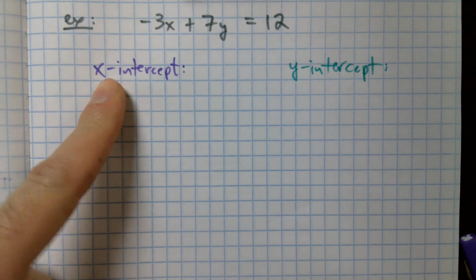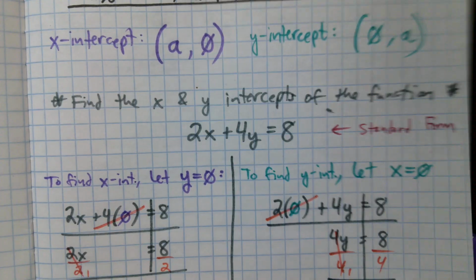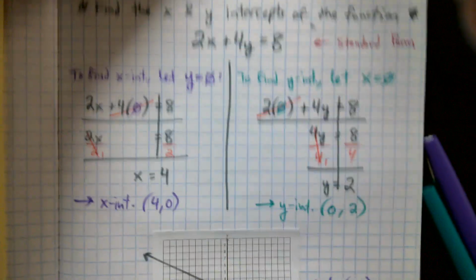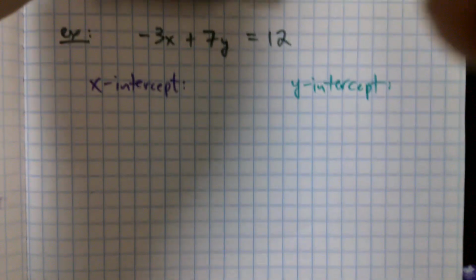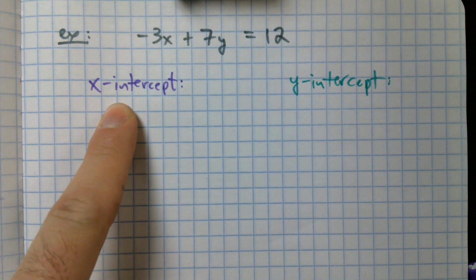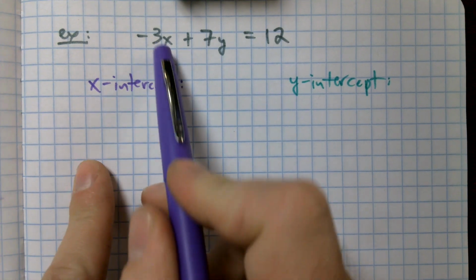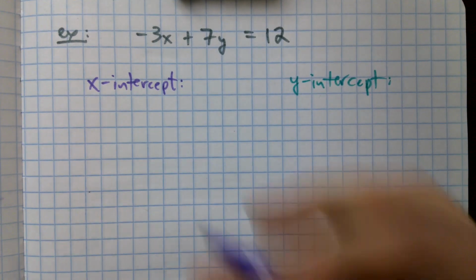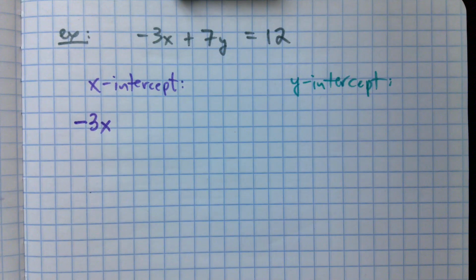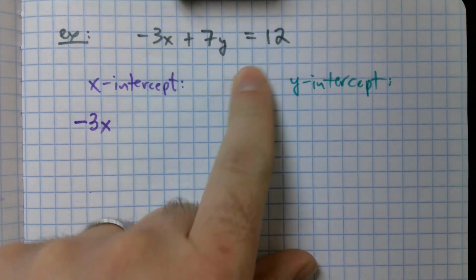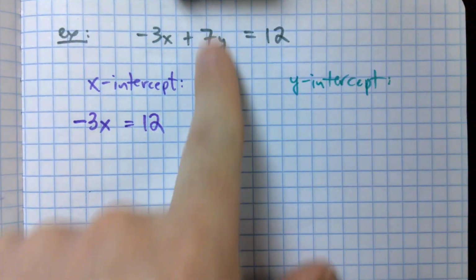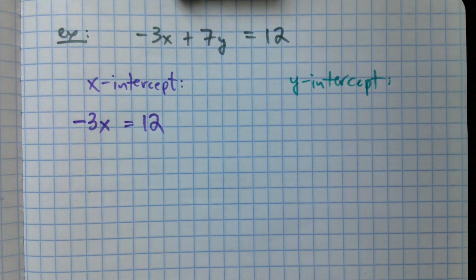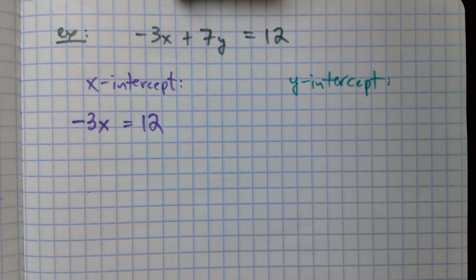If I'm looking at the x-intercept, what happened? Well, we plugged in 0 for y, and my y completely went away. You guys see that? So if I'm going to find my x-intercept, let's just look at my x term, negative 3x. I know that 7 times 0 is going to be 0, so I can get rid of that and just set that equal to 12. Now it's just a one-step equation. Did you guys see what I did there? Yes or no?